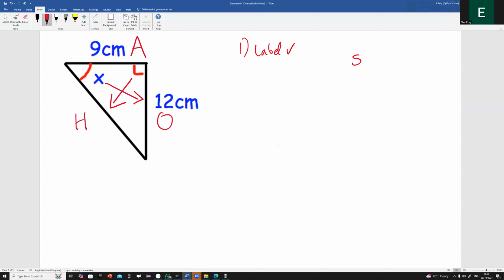Let's write down SOHCAHTOA. Sin is O over H. Cos is adjacent over H. Tan is opposite over adjacent. Okay, so those are our formulas. We need to pick now which one we use, and it's going to be tan.